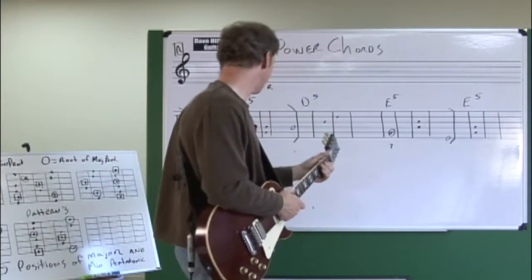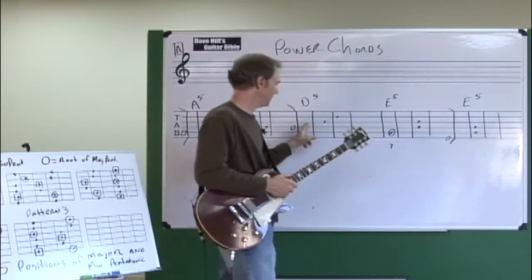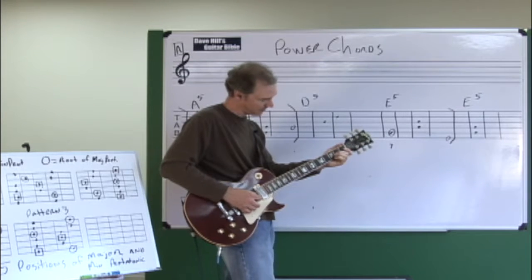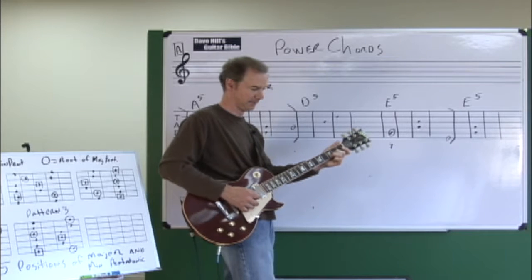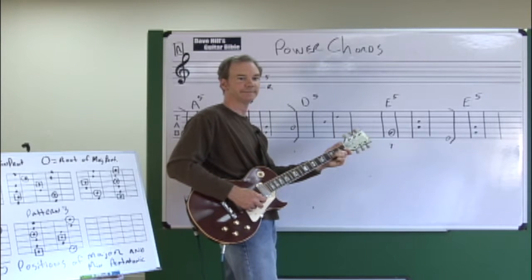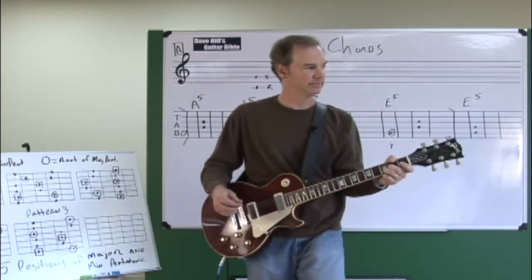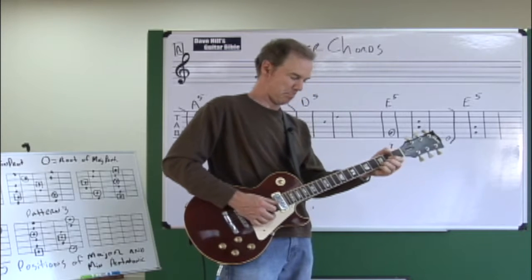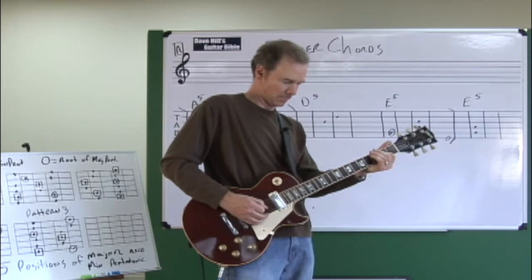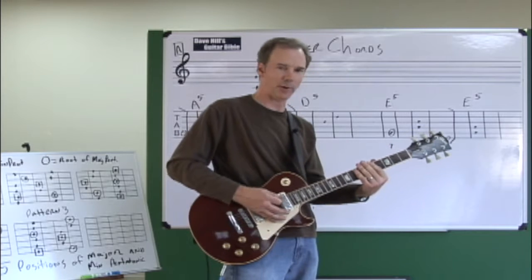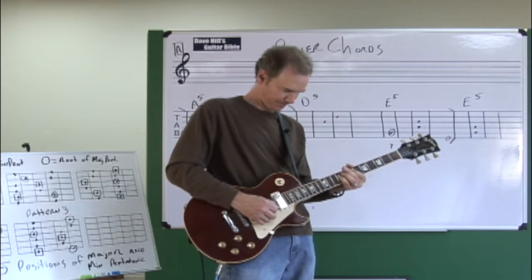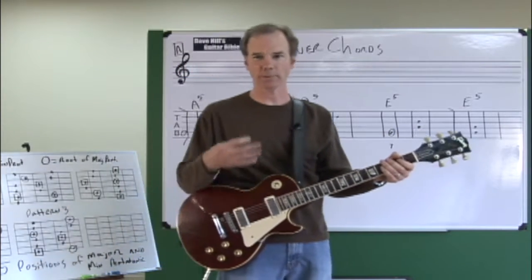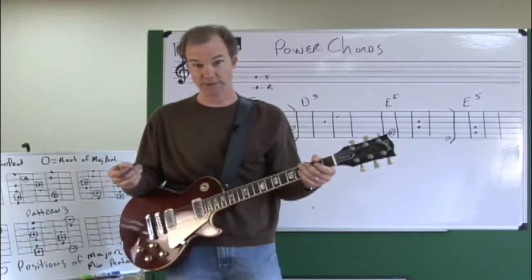Okay, and then finally we also have an open string version of a D form, and that takes advantage of the open D root here, and then a fifth and a root here. Okay, so that gives us a nice variety of places to go with open power chords and then movable power chords. So that's all part of what we're going to use for power chording, and it's going to be really important on this next lesson.